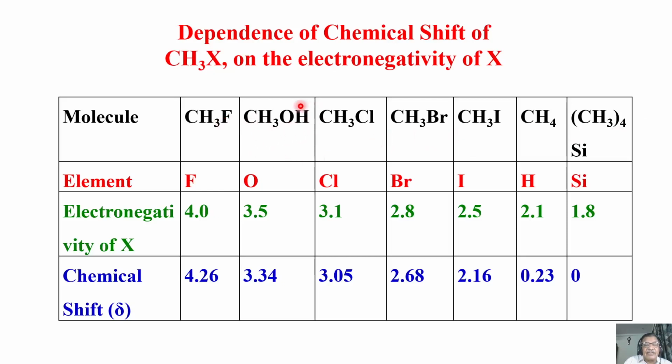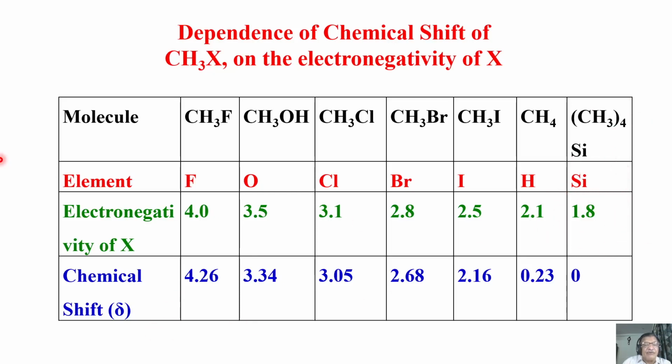Now, instead of CH3F, I will take CH3OH. Now the electronegative atom substitution is O. What is happening to the electronegativity of the substitution? This I call X, atom X. X here is fluorine, which has an electronegativity of 4 on the Pauling scale. We all know that. Now instead of F, if I put O, this changes from 4 to 3.5. Similarly, chlorine, bromine, iodine, we keep on decreasing the electronegativity, and finally we take tetramethylsilane, whose electronegativity because of silicon is only 1.8.